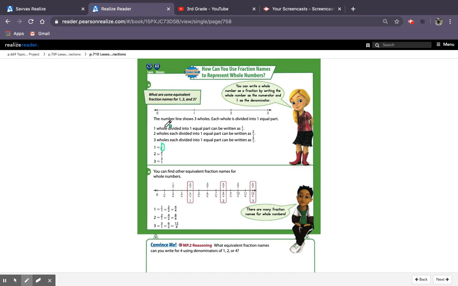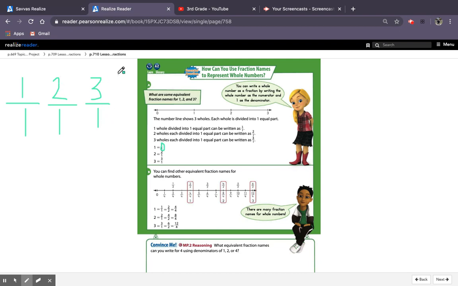1 whole divided into 1 equal part can be written as 1 over 1. 2 wholes each divided into 1 equal part can be written as 2 over 1. And 3 wholes divided into 1 equal part can be written as 3 over 1. So literally, the number 1, to make it stay as the number 1, you put a 1 on the bottom. 1's the denominator. 2, to keep it as the number 2, 1's the denominator. For the 3, 1's the denominator.